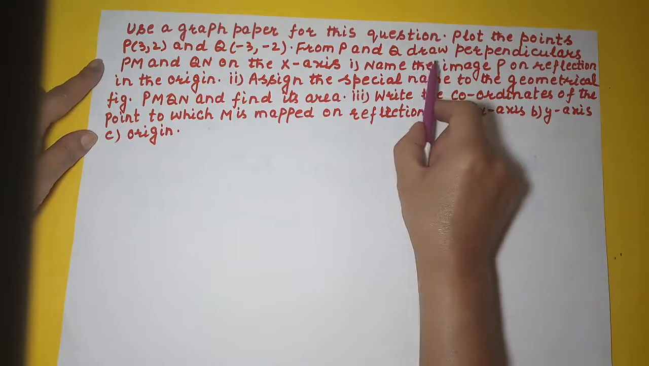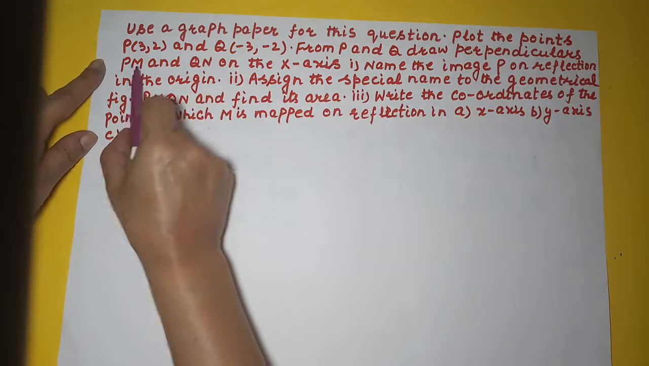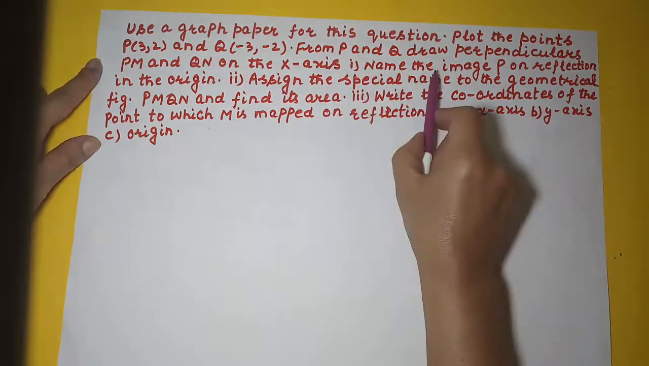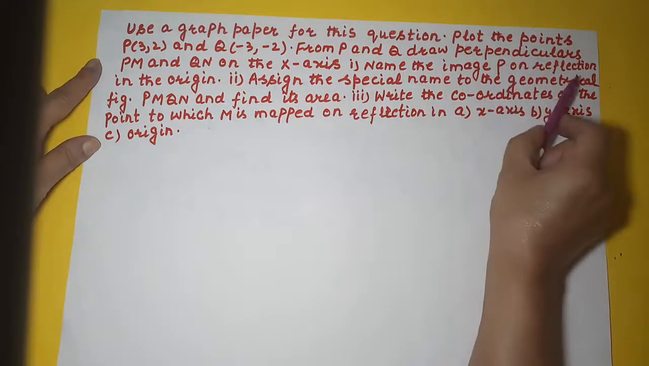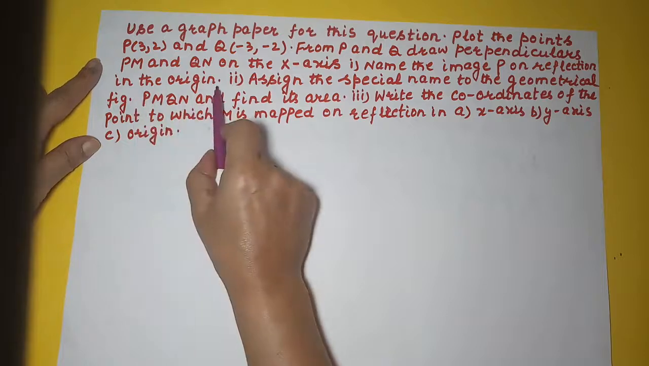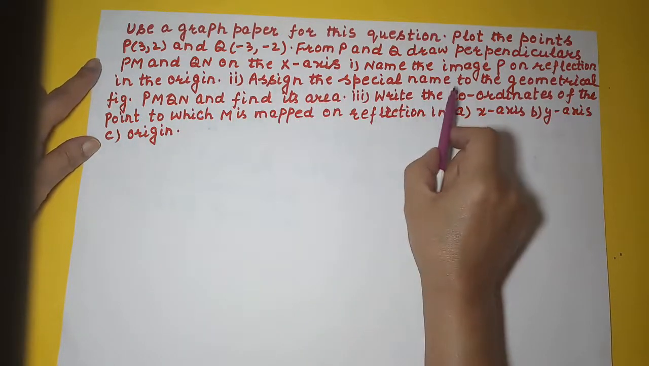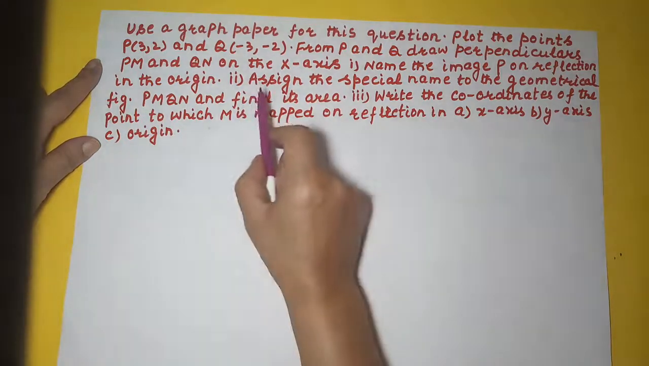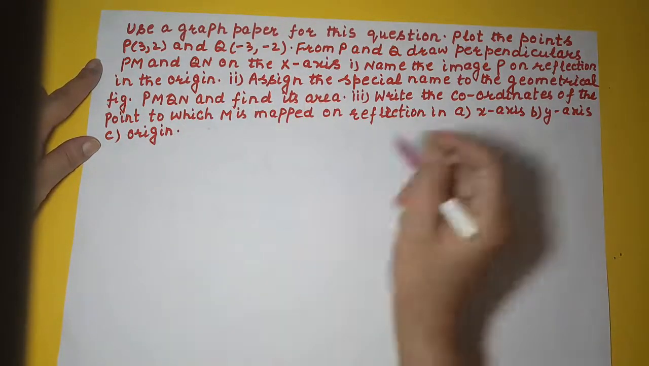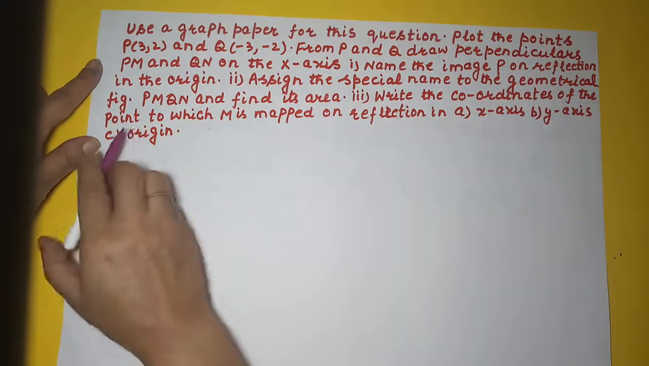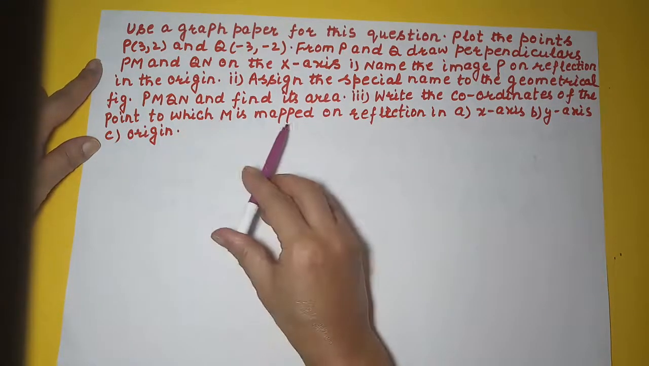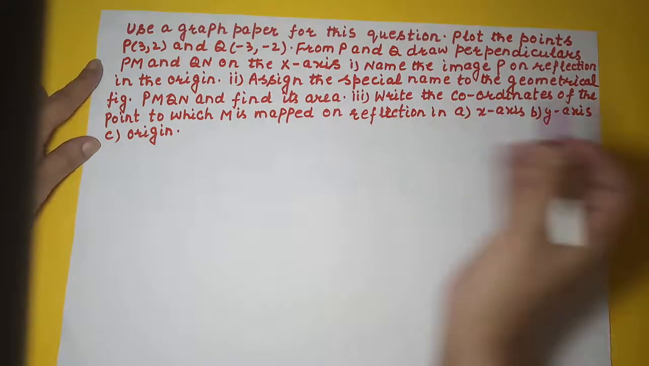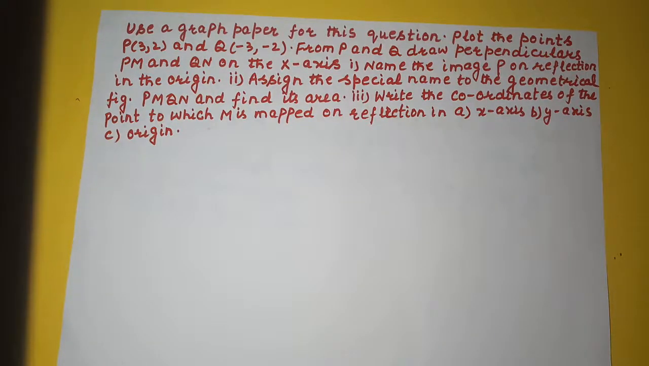From P and Q, draw perpendiculars PM and QN on the x-axis. After that, we have to name the image of P on reflection in the origin. Assign the special name to the geometrical figure PMQN and then find its area also. And we have to write the coordinates of the point to which M is mapped on reflection in x-axis, y-axis and origin. So let's plot it.